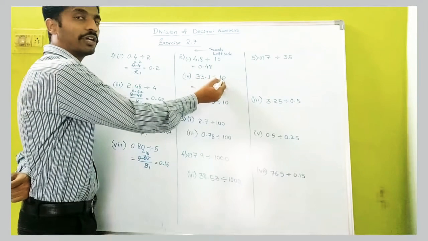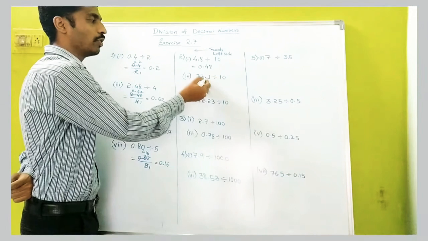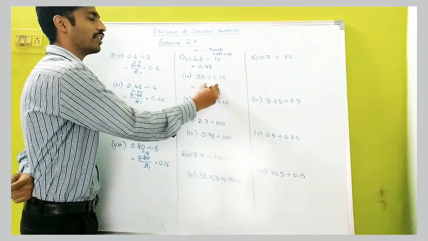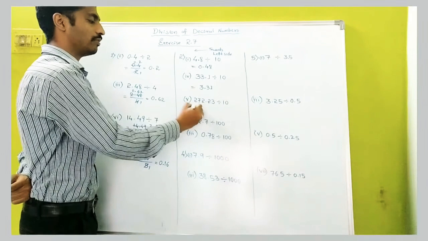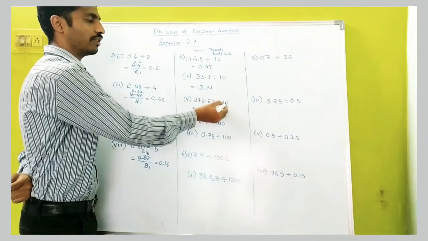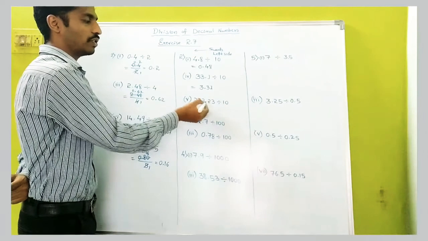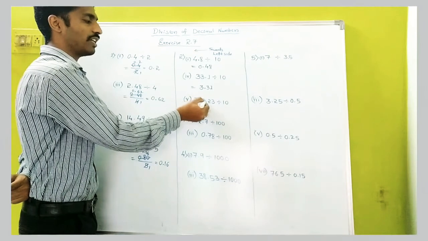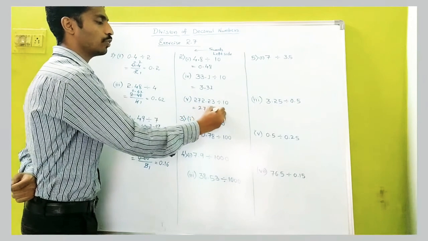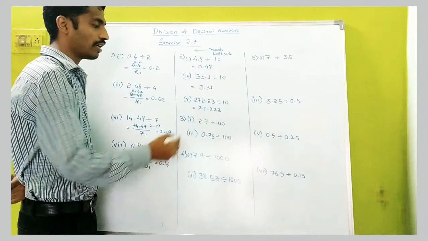Okay. Next, 33.1 is there. Divided by 10 means 1 zero, so we have to move one place. So it becomes 3.31. Now here 272.23 is there, divided by 10. 1 zero is there, so move to the left side by one place. It becomes 27.223. So this is our answer.